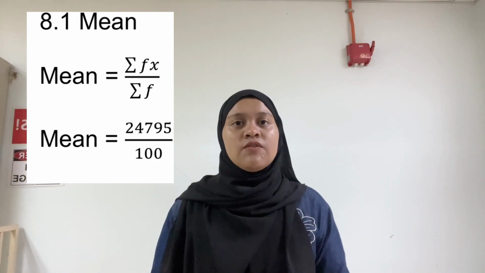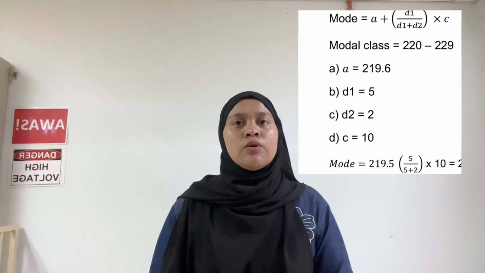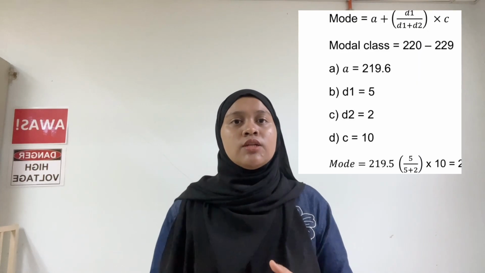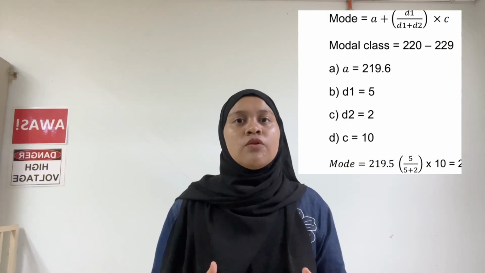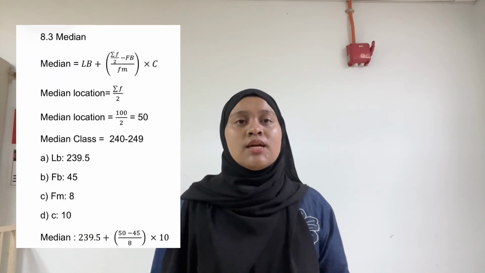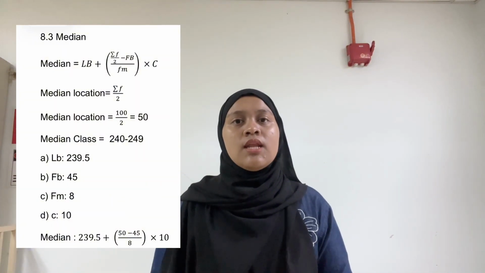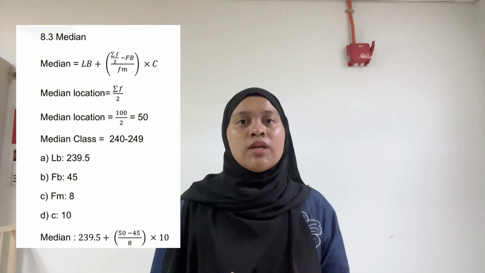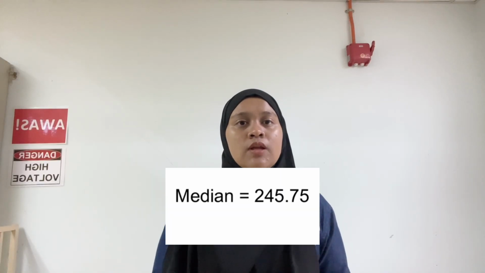In this analysis of grouped data, we calculate the mean, mode, median, variance, and standard deviation. First, the mean was obtained using the formula total fx divided by total f, giving a value of this. Next, the mode was calculated using the modal class 220 to 229 with the formula involving the lower boundary, class width, and frequency difference, resulting in a mode of this. For the median, we identify the median class as 240 to 249 and apply the median formula using cumulative frequency and class width, giving a median value of this.